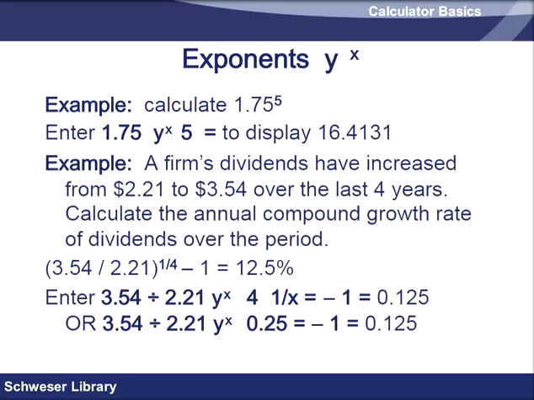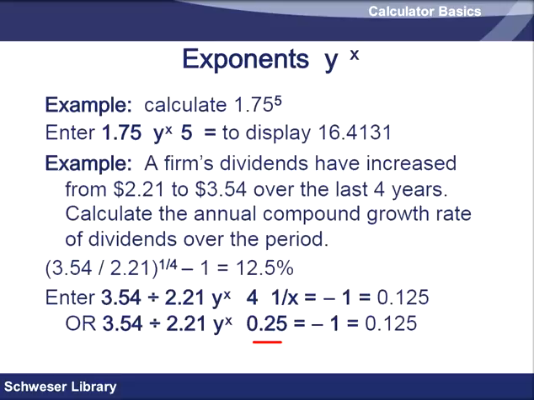We find that 4 periods of compound growth of 12.5% would get us from $2.21 to $3.54. Now, if it's pretty obvious what that fractional exponent is, as in this case, we know that 1/4 is 0.25, we could go 3.54 divided by 2.21, hit the y to the x key, put in 0.25, hit equals, subtract 1, and get 12.5% rate of compound growth that way. So that's pretty easy with 1/4 or 1/5.